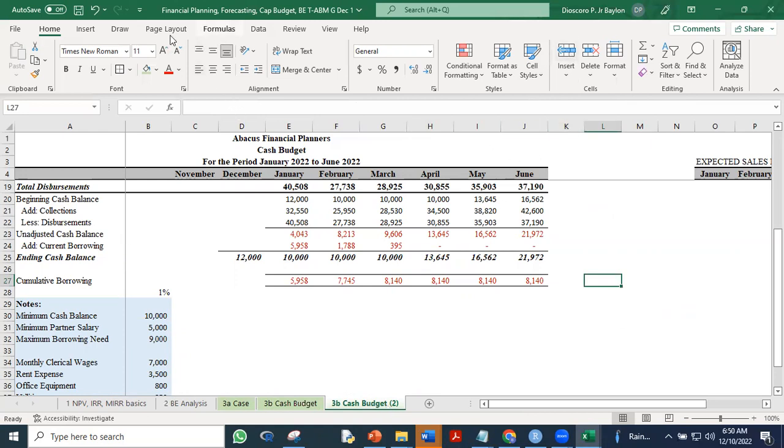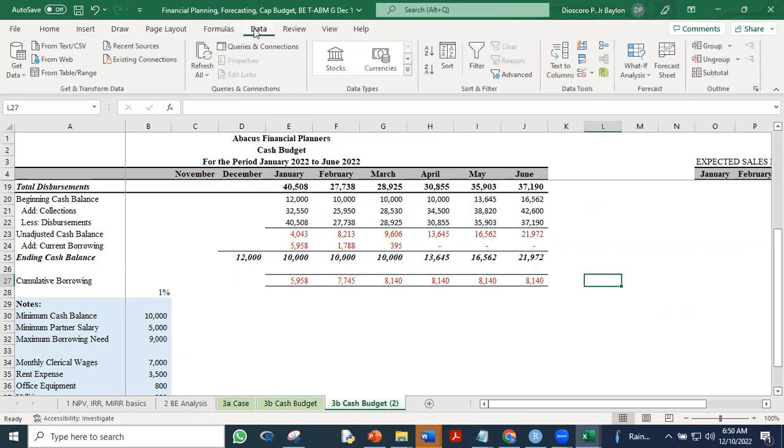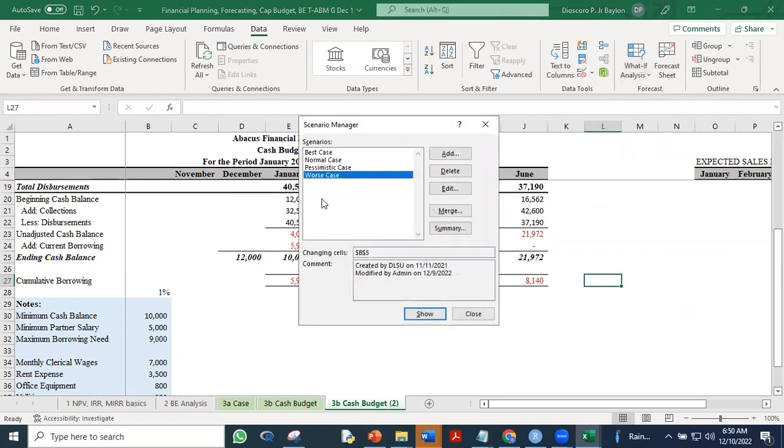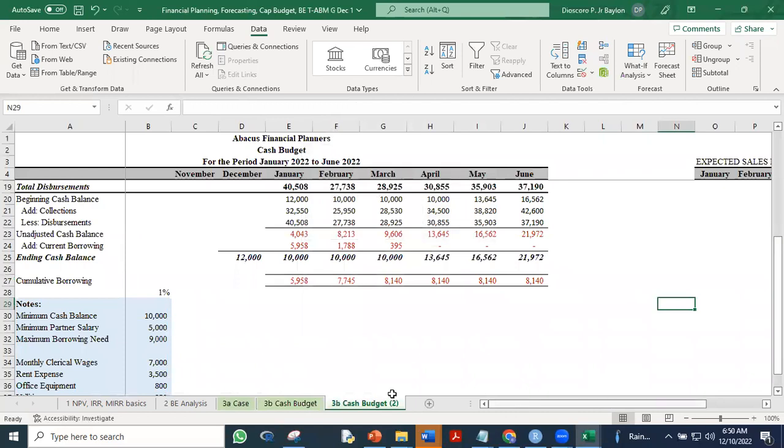If we take a look at Data, and then What-If Analysis, and then here there's a Scenario Manager. I already have created the 4 cases here. But let's just delete each one of them, so that we're going to work on that on our own. All right, so I deleted the scenarios. We're going to create that on our own.